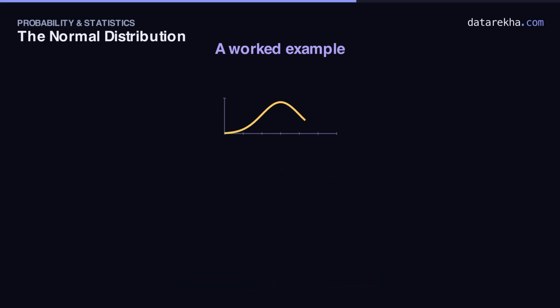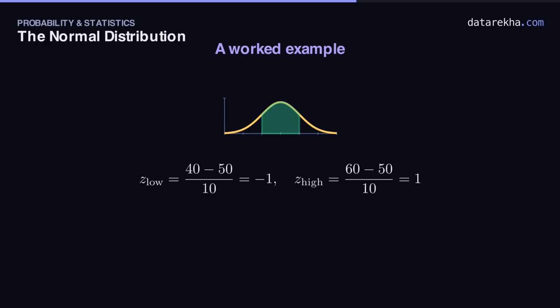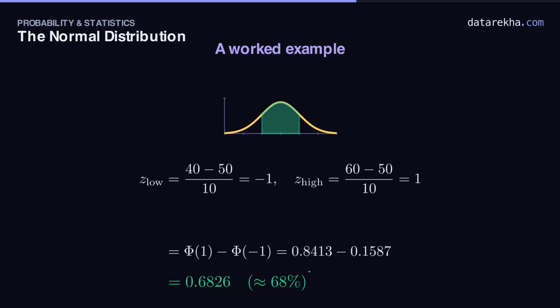Part 2. The probability x lands between 40 and 60. Standardize both ends. 40 gives z equals minus 1. 60 gives z equals 1. So we want the area between minus 1 and 1. That's phi of 1 minus phi of minus 1. By symmetry, phi of minus 1 is 1 minus phi of 1, 0.1587. Subtract, and we get 0.686. About 68%, exactly the 1 sigma rule.